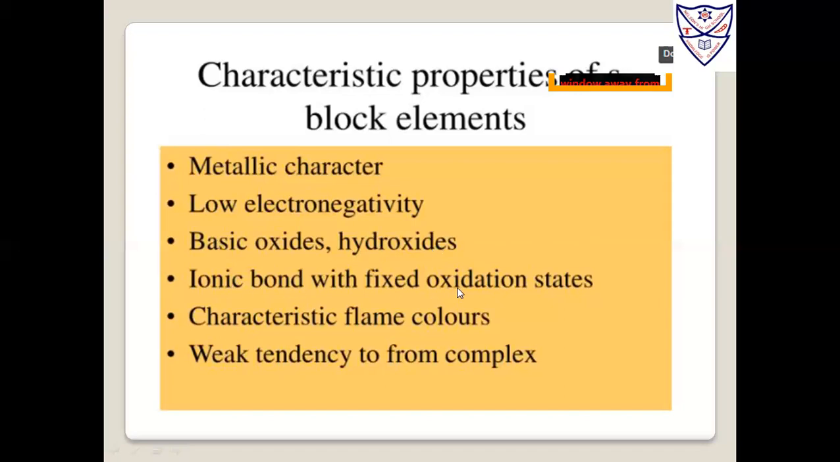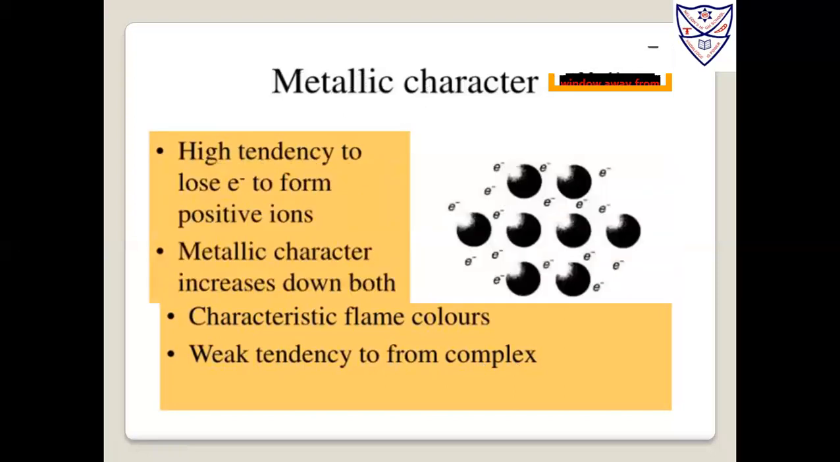Ionic bond with a fixed oxidation state. All group 1 elements have an oxidation state of +1, and group 2 has a +2 oxidation state. Characteristics, flame color: they have different flame colors like lilac, brick red, yellow. Next, weak tendency to form a complex. It forms compounds, and has a weak tendency to form complexes.